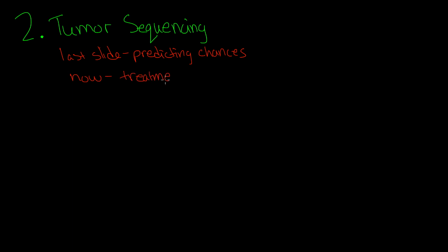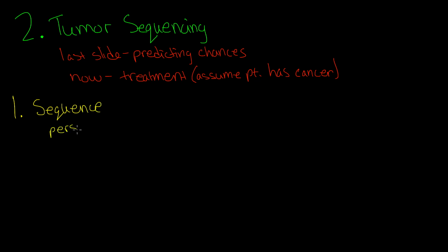So before we were saying, okay, the person doesn't have cancer, what are their chances of getting it? Now we are assuming that the patient has cancer. And now we're trying to figure out how best to treat them. So as we said, tumor sequencing involves sequencing the DNA of the tumor. But before you do that, you need to sequence the person's DNA.